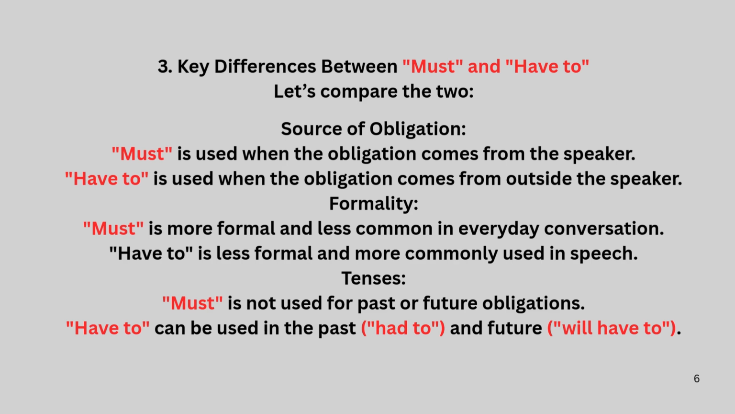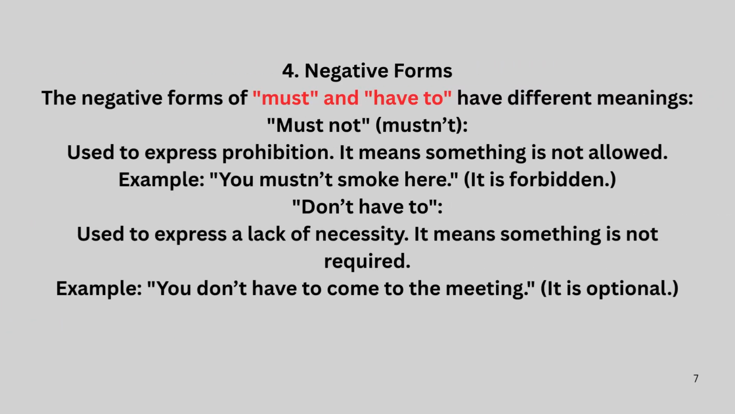Tenses. Must is not used for past or future obligations. Have to can be used in the past, had to, and future, will have to. Number 4, negative forms.